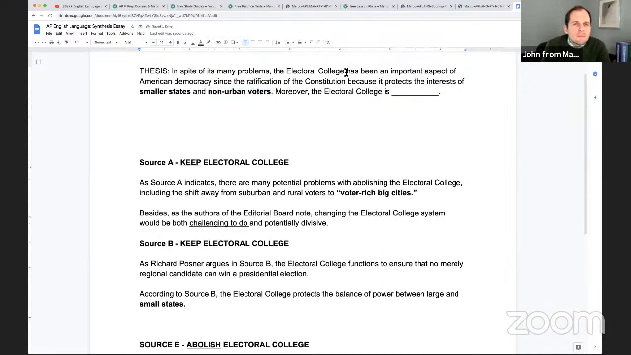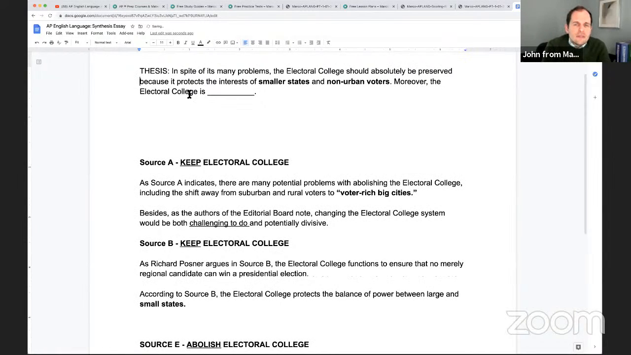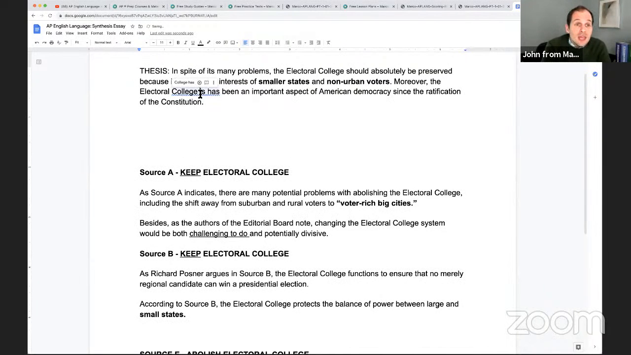Maybe I can also say the Electoral College. Oh, wait, I don't earn the thesis point yet, right? Because it's not that it's been an important aspect. Okay, I'm going to take this. The Electoral College should absolutely be preserved because, now I've fixed it. Okay, sorry about that. That's another good thing. Now I've got my sophisticated thesis and it's all sorted. I'm going to read it out loud.